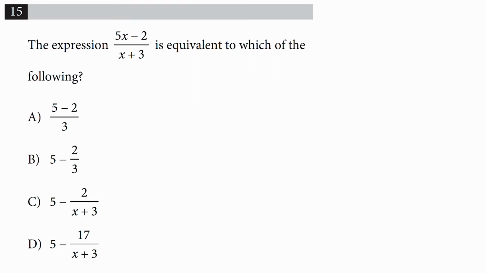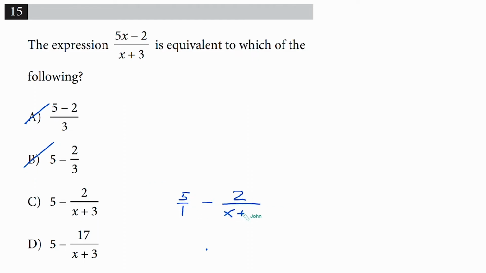The expression (5x − 2) over (x + 3) is equivalent to which of the following? First off, don't even think about canceling those x's. There's nothing in common to all four terms in this fraction, so the fraction doesn't reduce. Answer choices A and B are trap answers for those poor souls who committed mathematical crimes and tried to cancel the x's. So let's look at answer choices C and D.